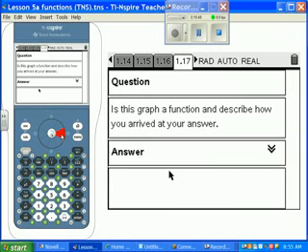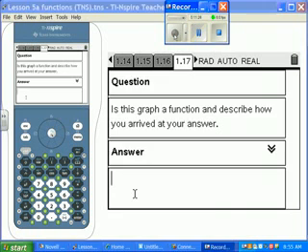So, question: is this graph a function? Describe how you arrived at your answer. You are going to answer down here. You say yes? Yep. We arrived at the answer because when we passed the vertical line through the function, it didn't cross in any place more than once. Getting better. Yeah, it gets faster. Type it in.